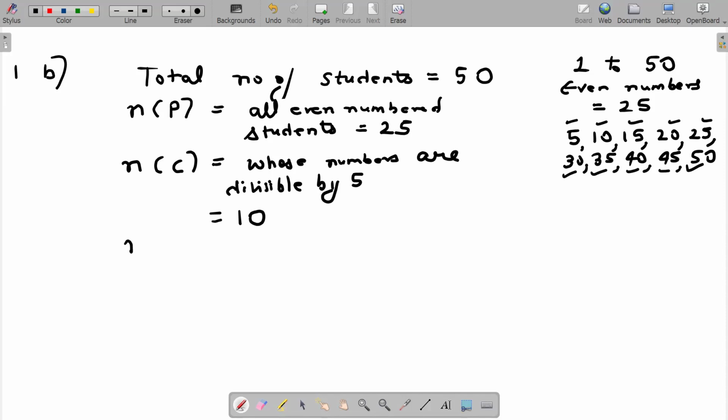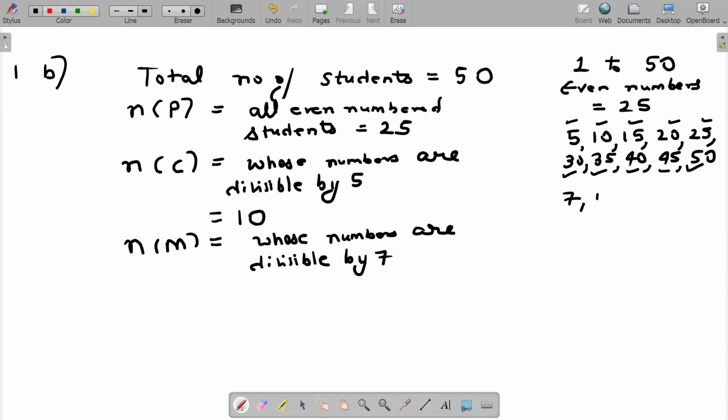Then the number of students who opt for maths, whose numbers are divisible by 7. How many are divisible by 7? 7, 14, 21, 28, 35, then we have 42, and then we have 49. How many are there? 1, 2, 3, 4, 5, 6, 7. So n of m is 7. So now I can draw Venn diagrams.